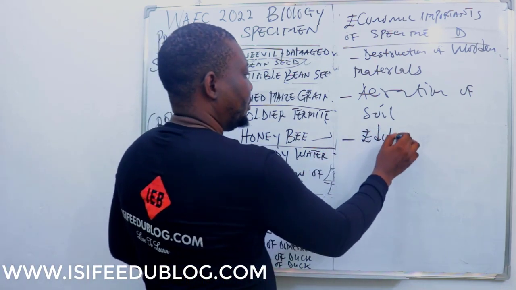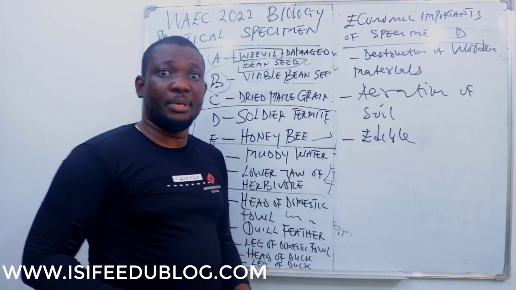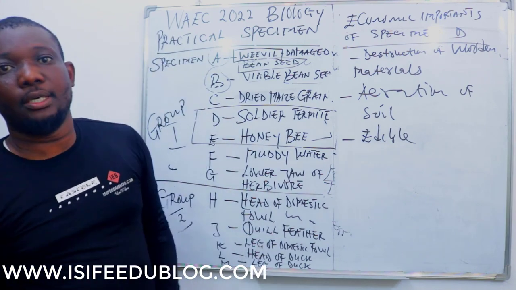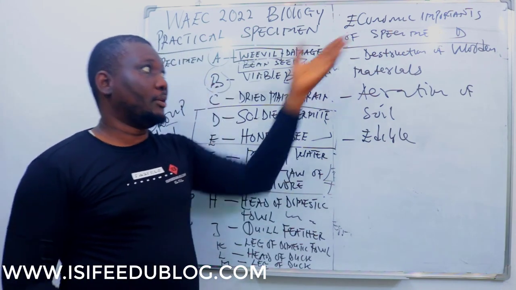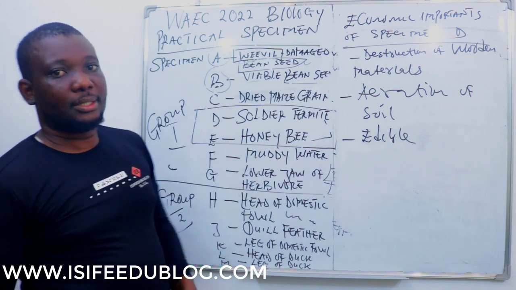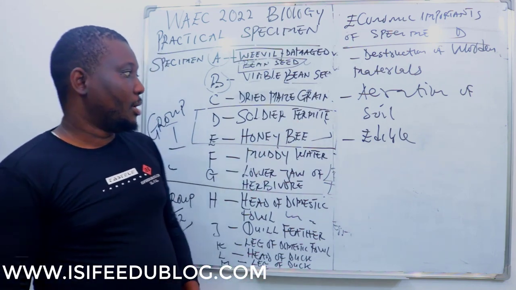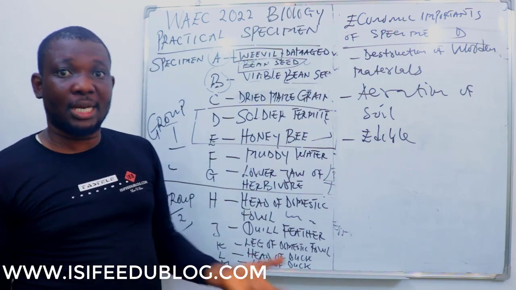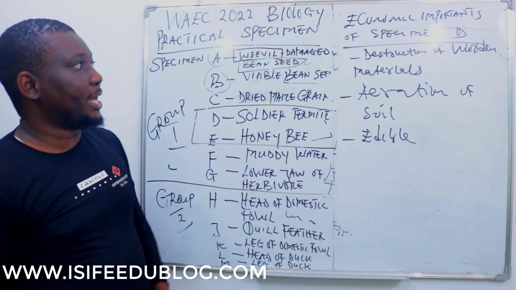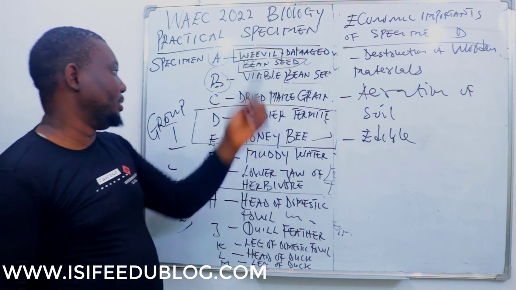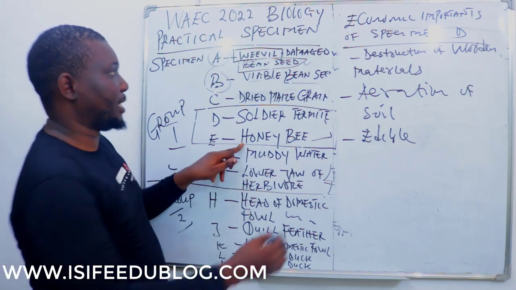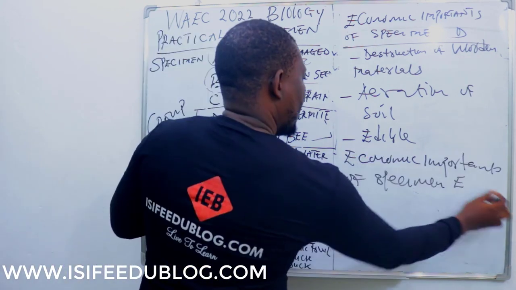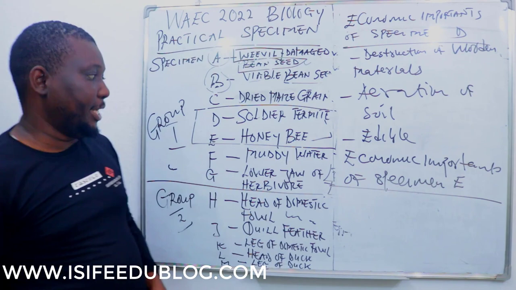It's very edible. Edible means that it's something that can be eaten, as it is proteinous. Some people eat a lot of termites; it serves as protein, basically an animal protein. So these are the economic importance of specimen D. Let's look at the economic importance of specimen E.